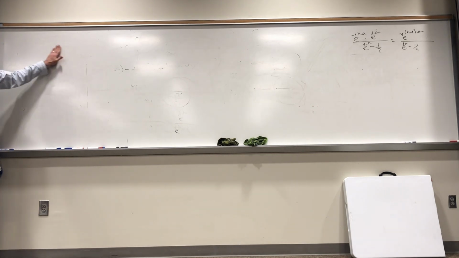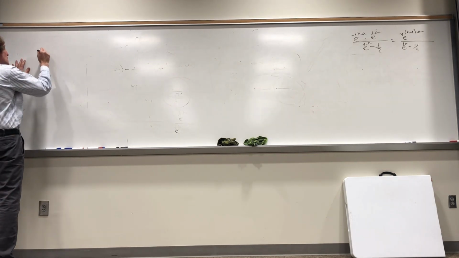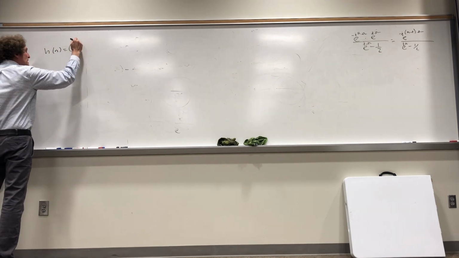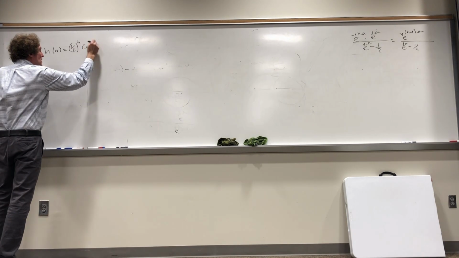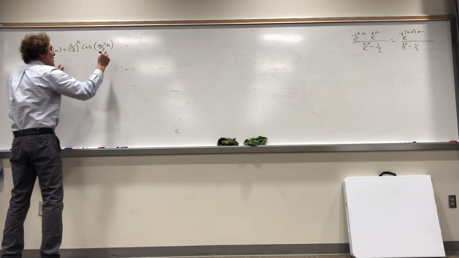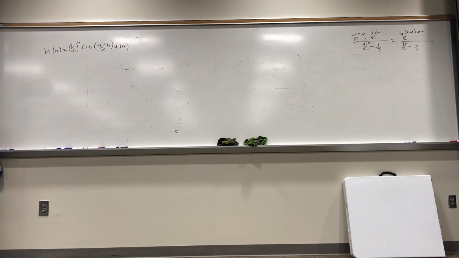h of n equals... Find the transfer function, and it gives you h of n is equal to 1/2 to the n, cosine pi n over 2, and then that's all times u of n. All right, and here, I use modulation on this one, so it's going to be straightforward.